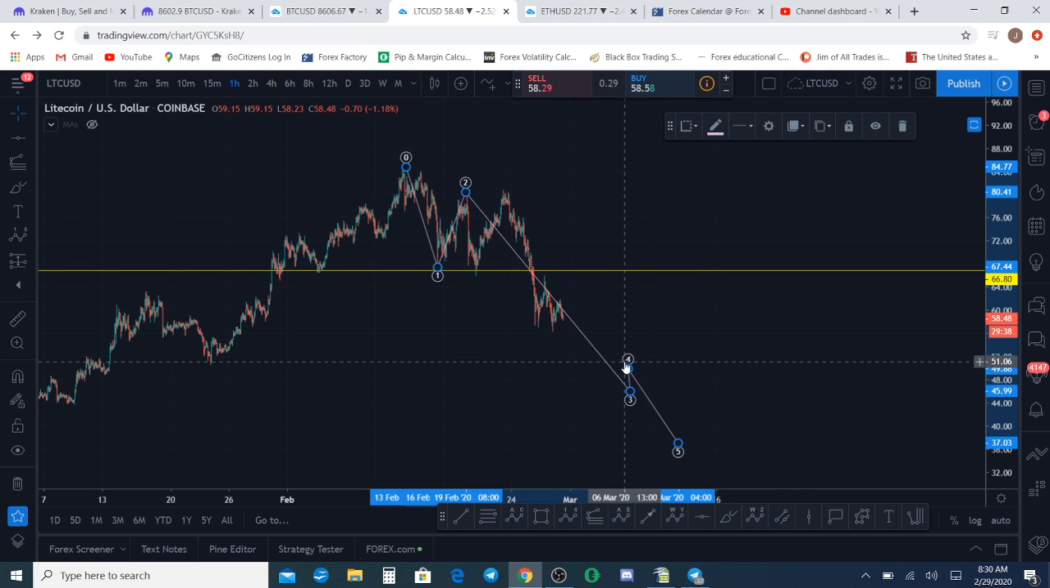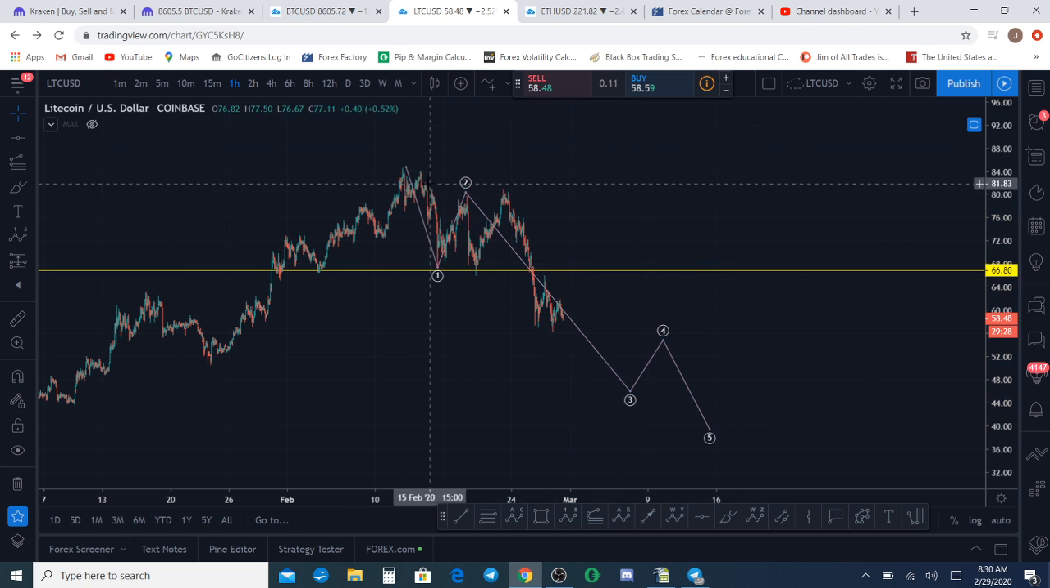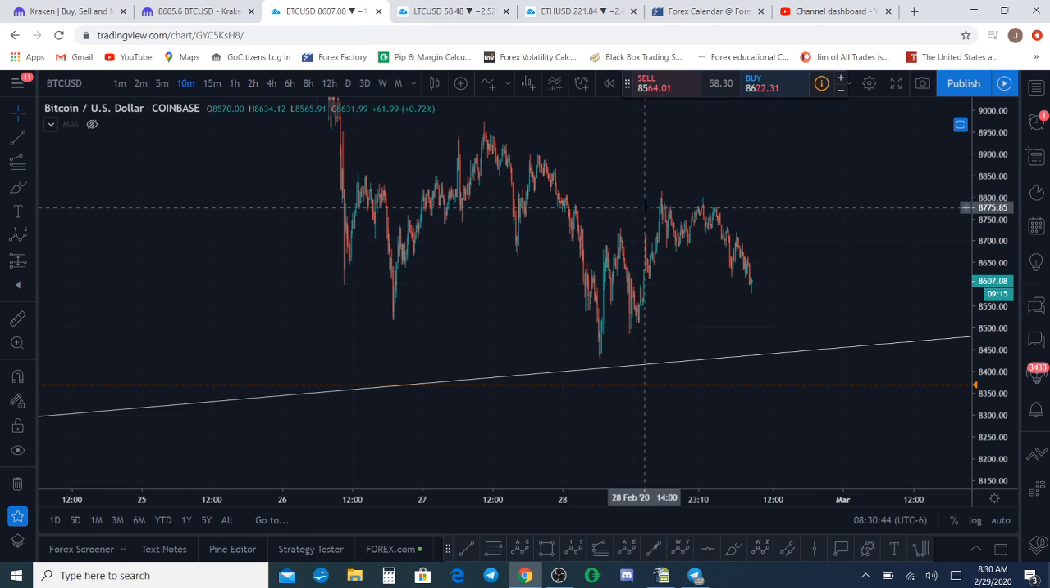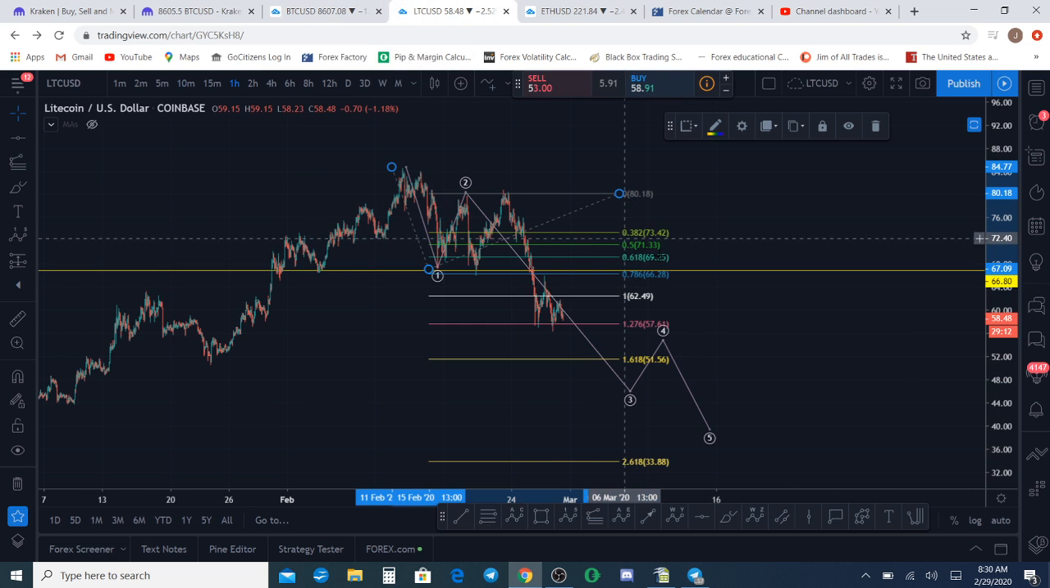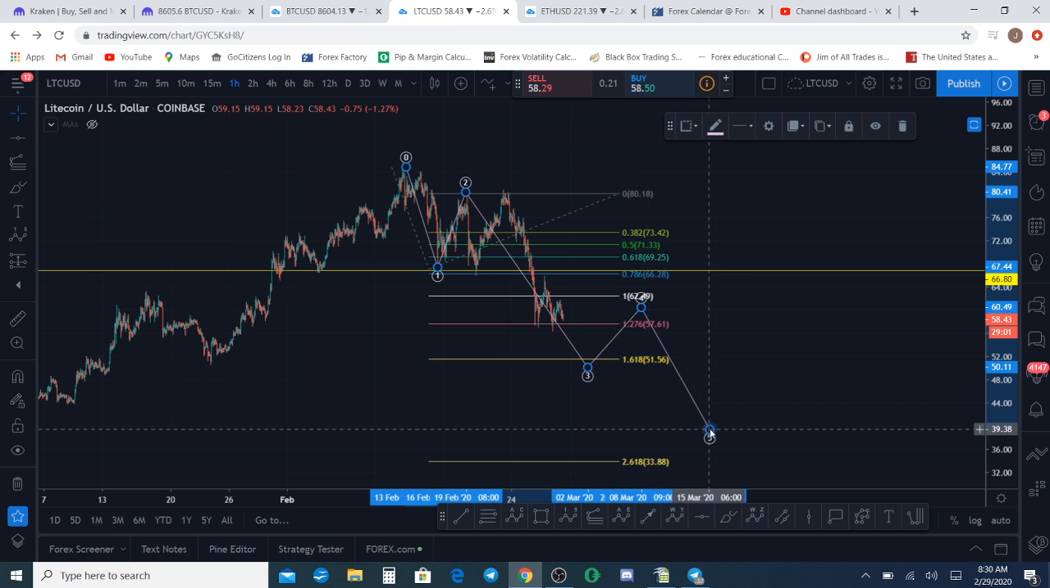Let me move this over here because that's a better shape. To project where this 3 is going to be, we like to see it come down to the 1.618 extension of the 1-2. So let's see if we can do that here. Right there. You know, guys, I'm looking at Litecoin here. Let's just do Litecoin first. Here we're looking at the 1.618 extension right here, somewhere around this ballpark. There, 3, 4, and then 5.